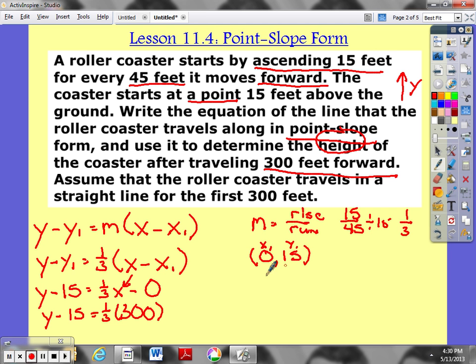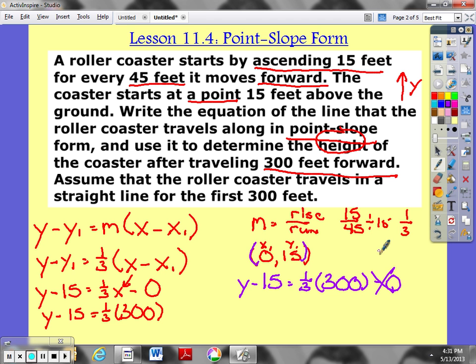I'm going to go over here and change the color real quick. So now my equation is y minus the 15 feet that it started at is equal to 1/3 times, I want to figure out how high it is after it traveled 300 feet forward. Now we don't need that minus 0, but the reason I have that minus 0 is that was the x sub 1. That's that first ordered pair. It was at (0, 15).